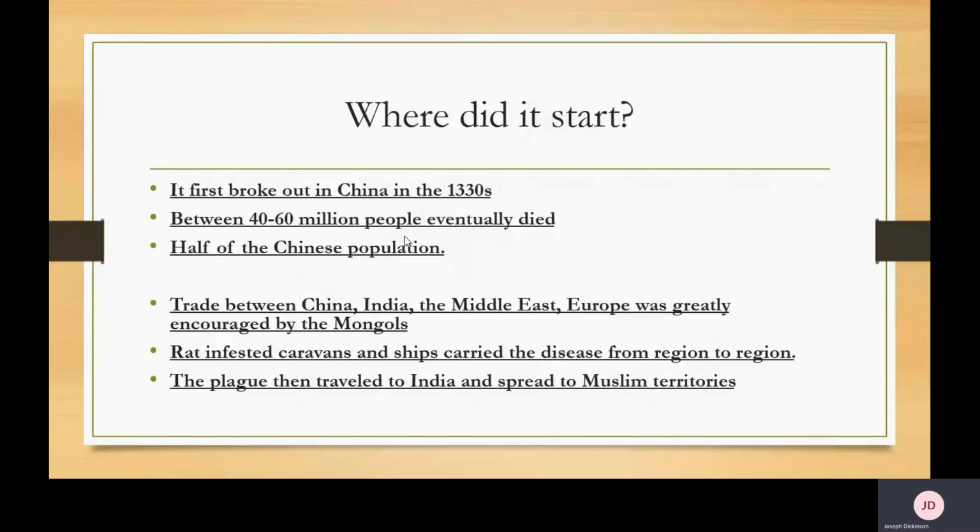Plague then traveled to India and spread to Muslim territory. So now it's spreading all throughout Asia, all throughout Europe. So think of it like today. If we know someone is in contact with someone who has COVID-19, you have to be quarantined. They don't really have this method right now. They're not really thinking like this. There are no sanctions and laws that say, hey, you got to stay locked up in a room if you had this, like their precautions are now.